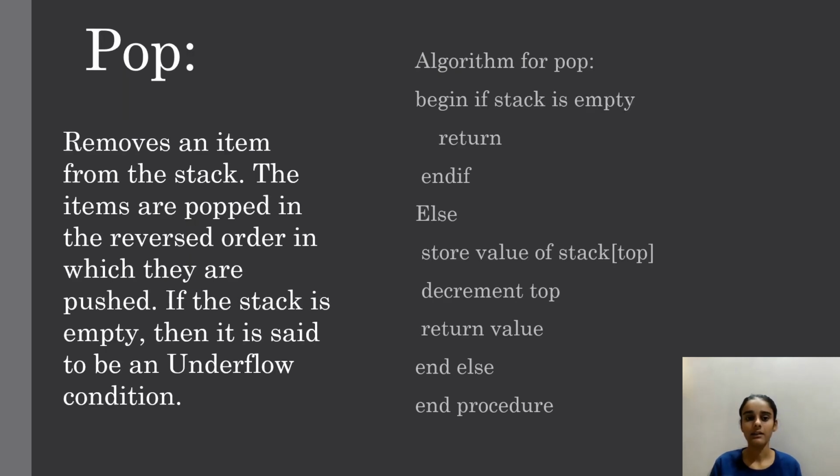Pop is another stack operation. It removes an item from the stack. The items are popped in the reverse order in which they are pushed. If the stack is empty, then it is said to be an underflow condition. Algorithm for pop. Begin. If stack is empty, return. End if. Else, store the value of stack of top, decrement top, return value. End else. End procedure.